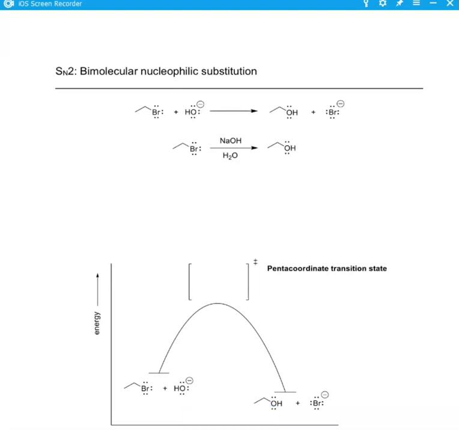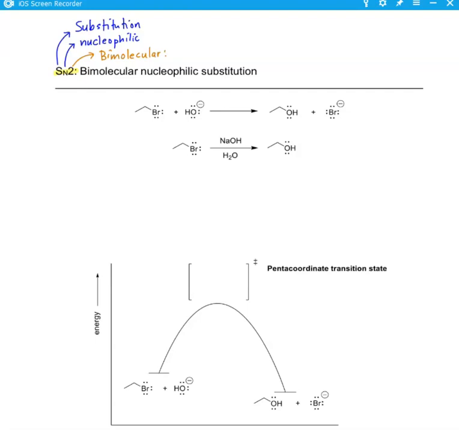We're going to start our discussion of the four different pathways involved in substitution and elimination reactions by looking at SN2. So let's start by looking at the label SN2 itself. In this label, the S stands for substitution. The N refers to nucleophilic. And the 2 means bimolecular.